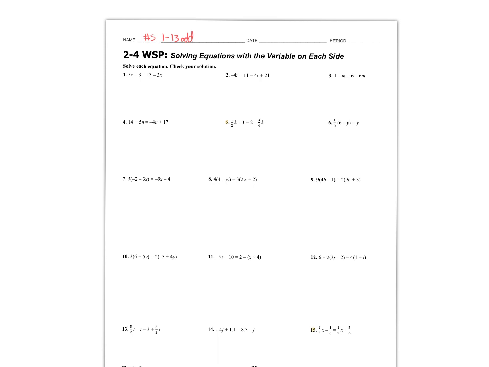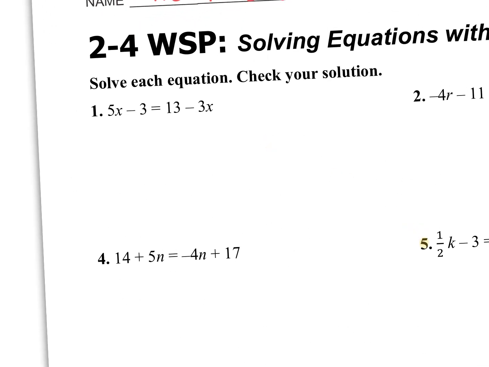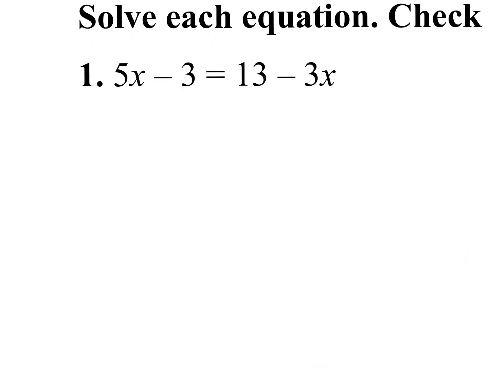So there's already a video explaining the even ones on section 2.4 WSP. We're now going to do the odd ones on this front side and maybe one or two on the back side. But right here, we want to solve, and we want to get, that means get x by itself on one side of the equal sign.